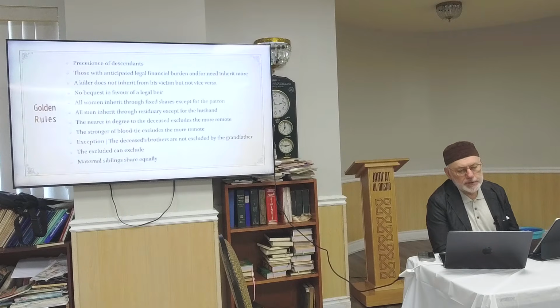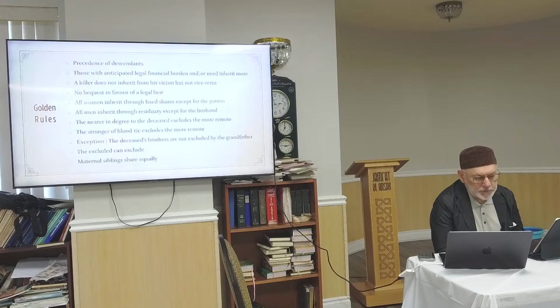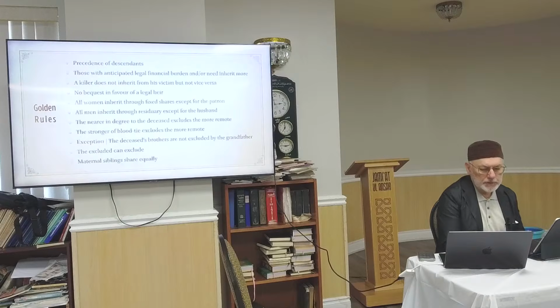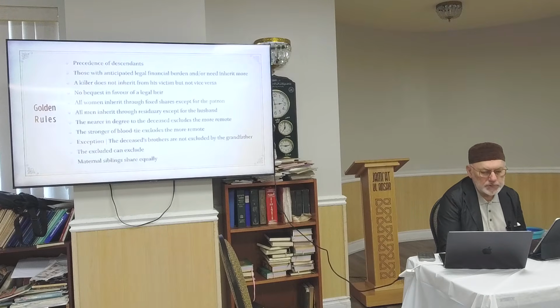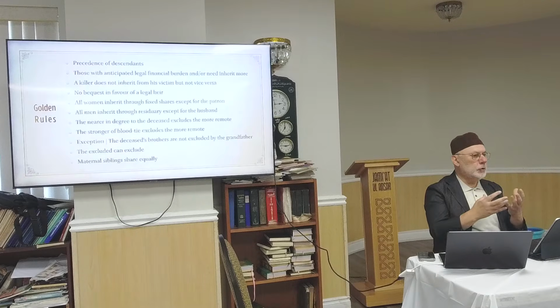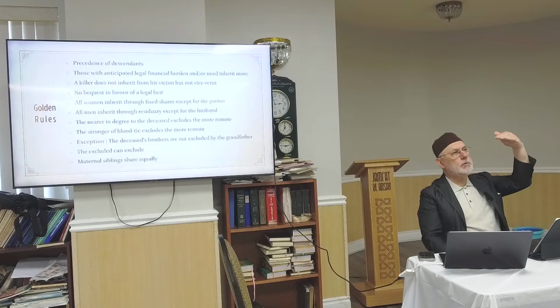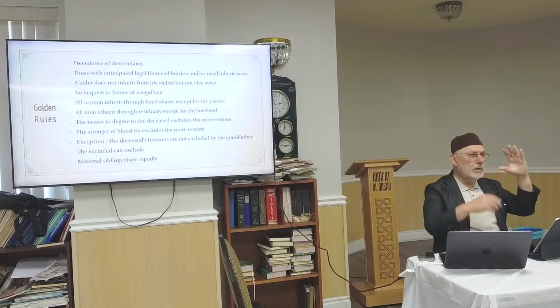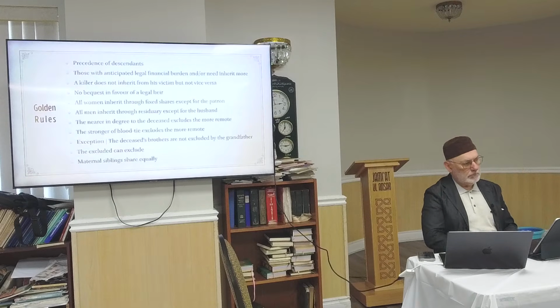The nearer in degree to the deceased, remember, all relations are to the deceased, the nearer in degree to the deceased excludes the more remote. Another version of this: the stronger blood tie excludes the more remote. So we have, for example, the idea of bunuwa, fatherhood. So the father will exclude the grandfather. Only one representative of fatherhood inherits.